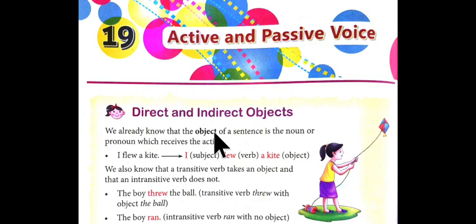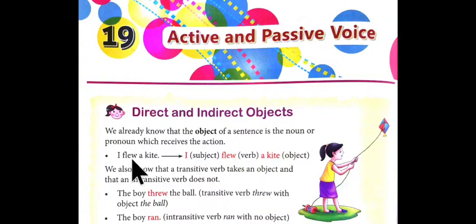Okay, so what is object, students? Object is the part of the sentence that receives action from the subject. For example, I flew a kite. Here I is subject because we are talking about this I. Flew is verb, because this is the action happening. And kite, here kite is object. Now why is kite the object? Because kite is receiving action from the subject, that is I.